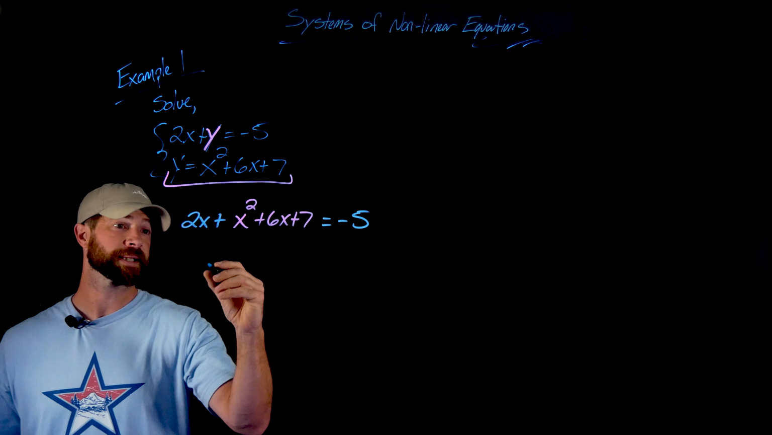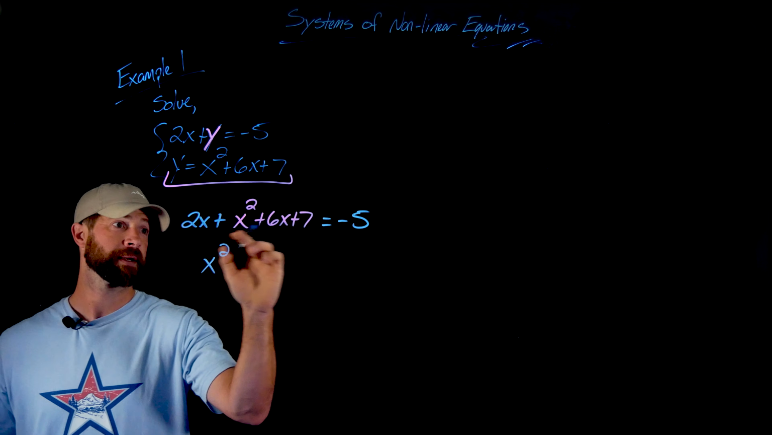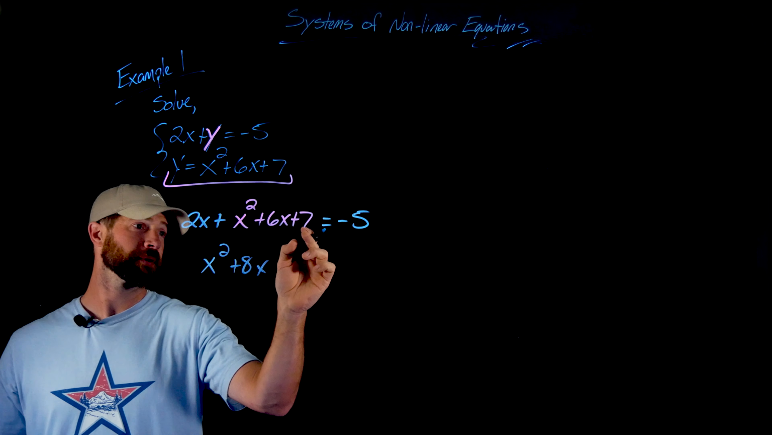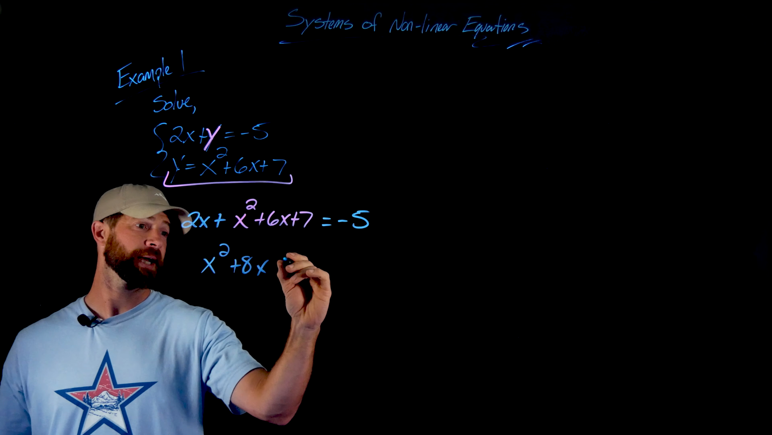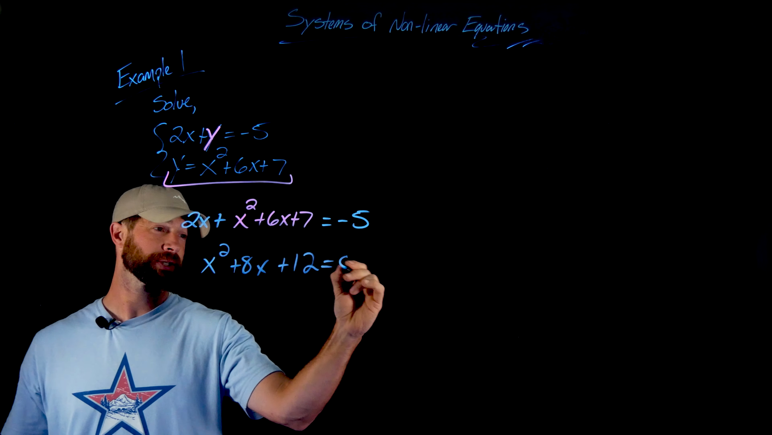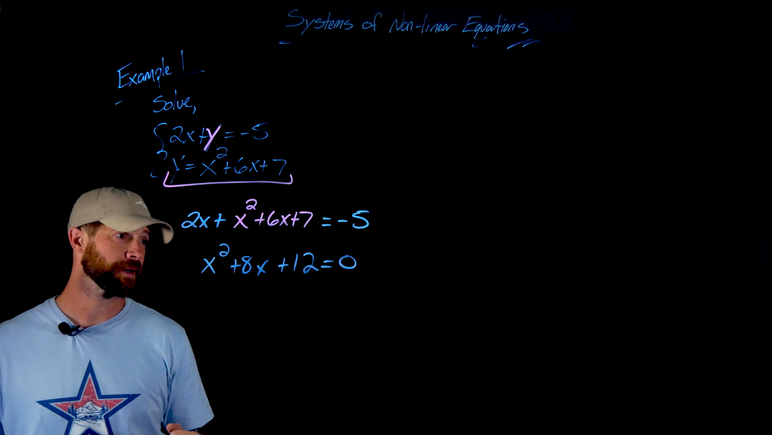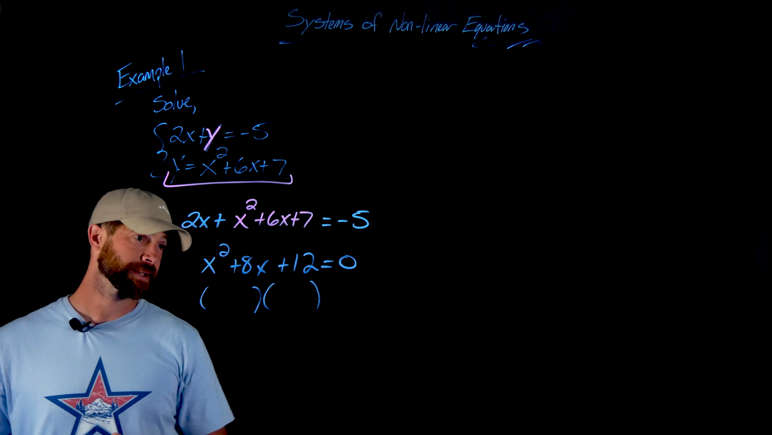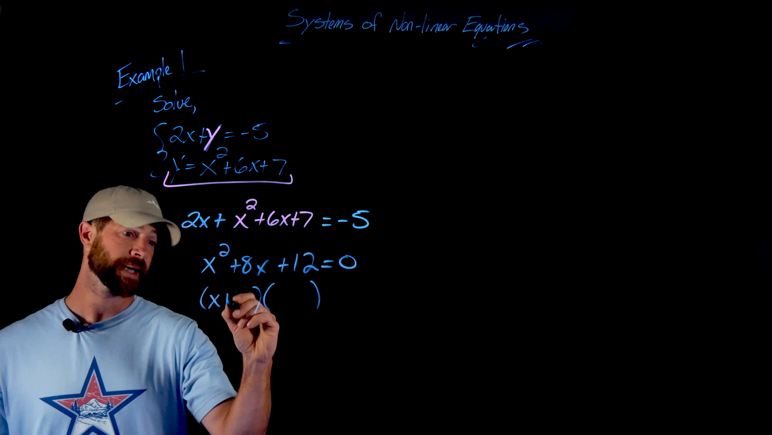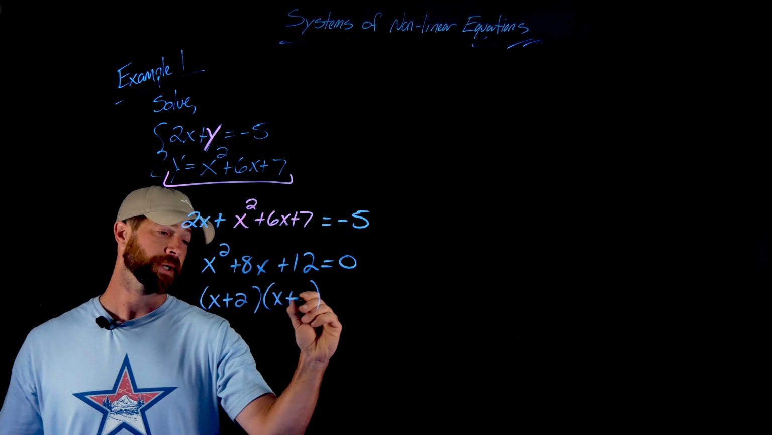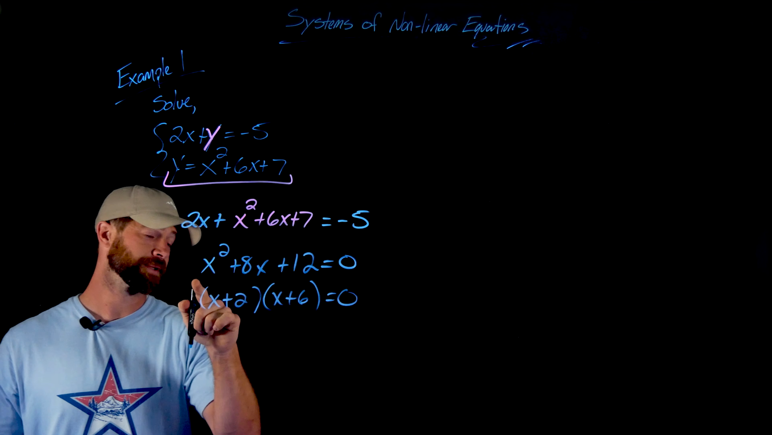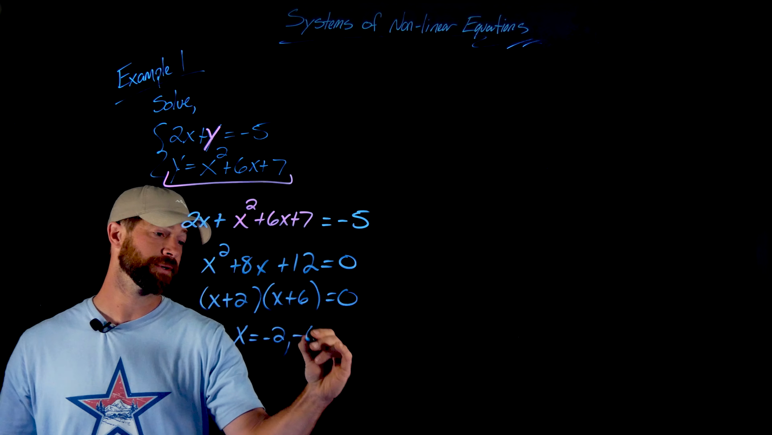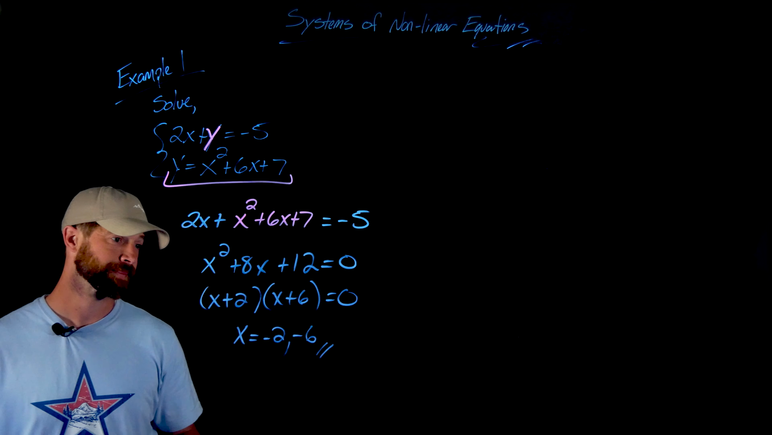So when I clean this up, I get an x squared over here, plus 8x. And then adding the 5 over to combine with this constant of 7, I get plus 12 equals 0. I'm going to then solve this by factoring. It looks like I can factor this, positive 6 and positive 2. So x plus 2 and x plus 6 are the factored version of this quadratic, which gives me two solutions of x equals -2 and -6.